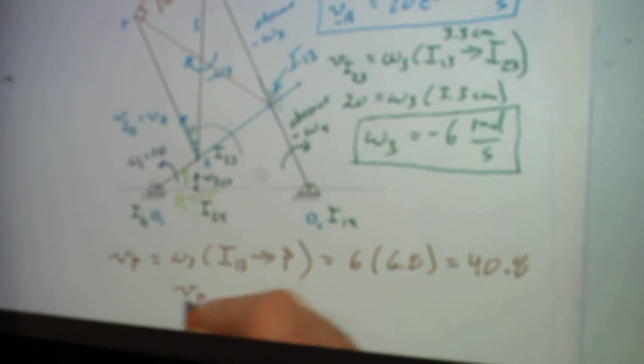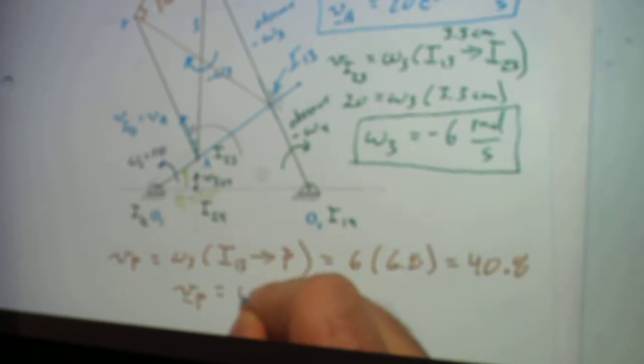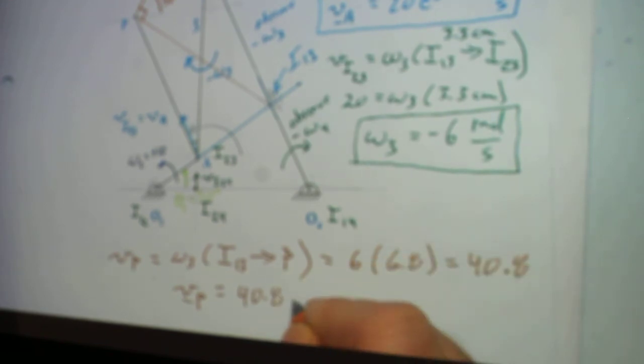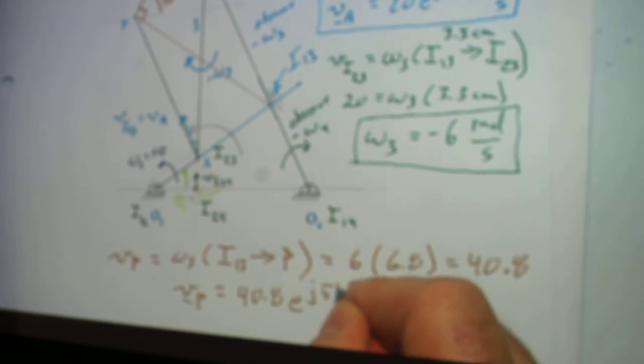And I physically have to, on these problems here, measure the angle. When I measure this angle right here, it looks to be about 58 degrees. All right? So therefore, the velocity of P equals 40.8 e to the j 58 degrees. I'll box that. How do you know the direction of P?